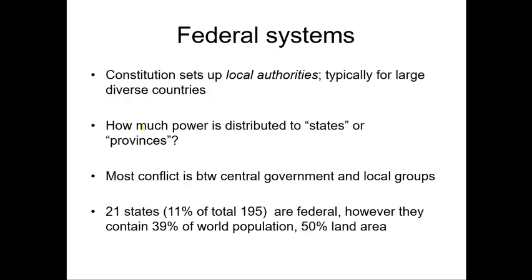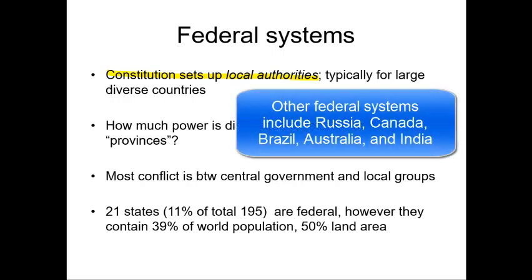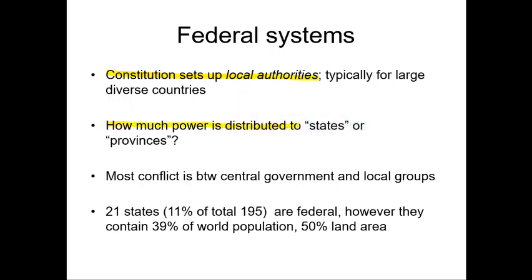So in federal systems, constitutions set up local authorities. These can be called states or provinces. They are typically used in large, diverse countries with large populations and large expanses of territory. This is where these federal systems seem to be logically more used.